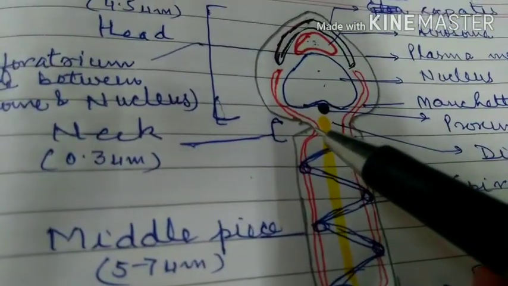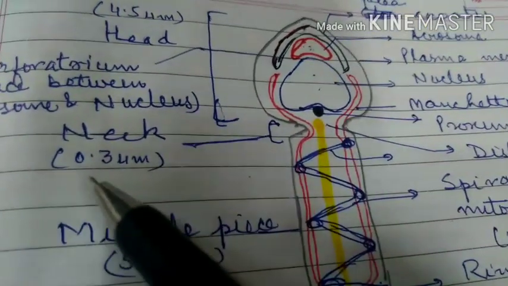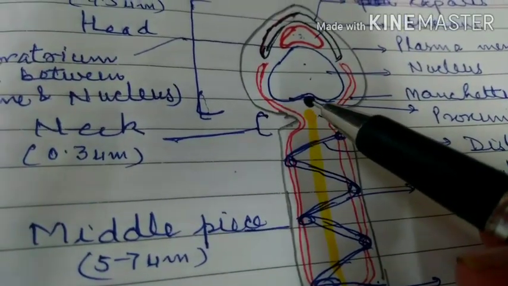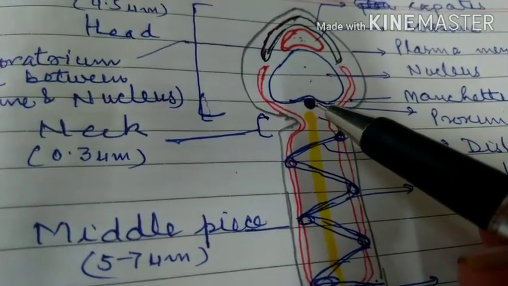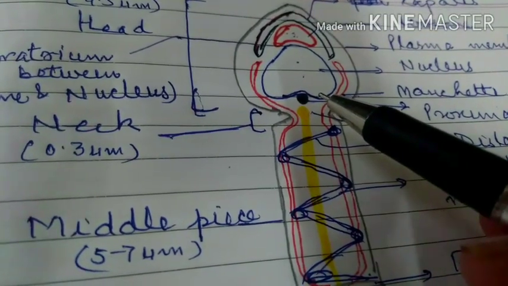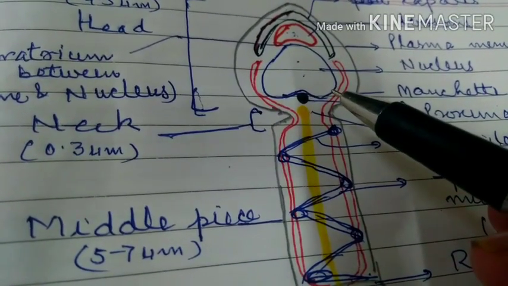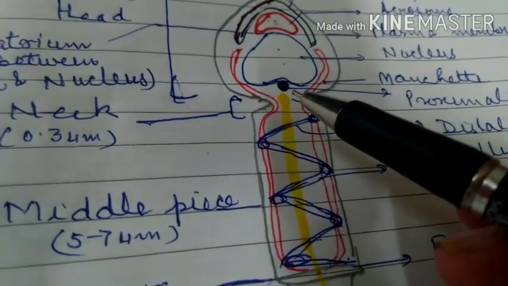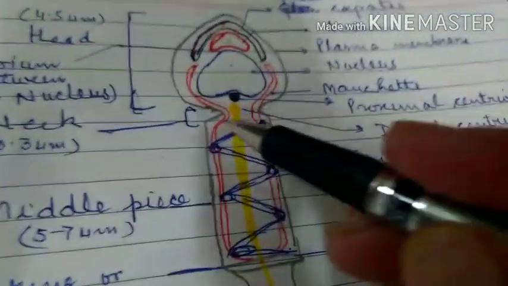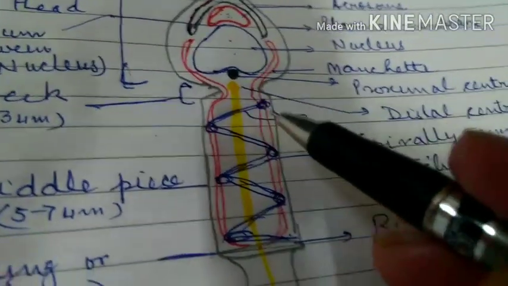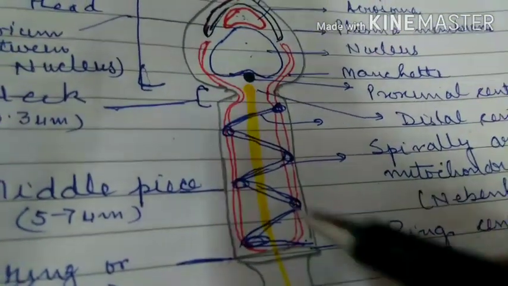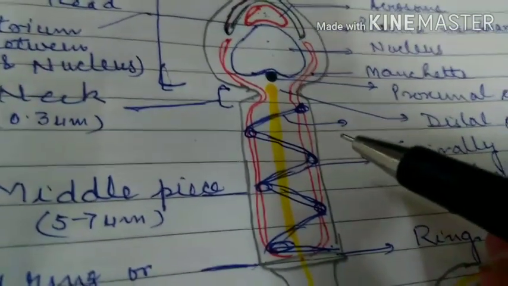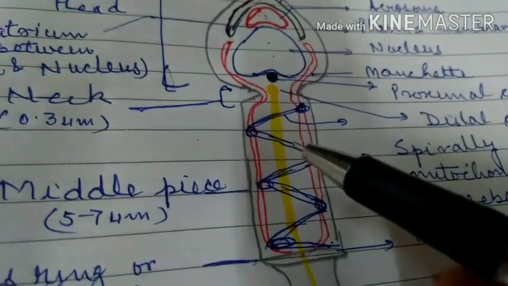Then comes the neck portion, which is the smallest part of the sperm. It is just 0.3 μm. It has two centrioles, a proximal centriole and a distal centriole. The proximal centriole helps in the cleavage of the zygote when the sperm fertilizes the egg and the zygote is formed. The distal centriole will form the axial filament, and the axial filament also has a 9+2 arrangement, like that of a normal centriole.